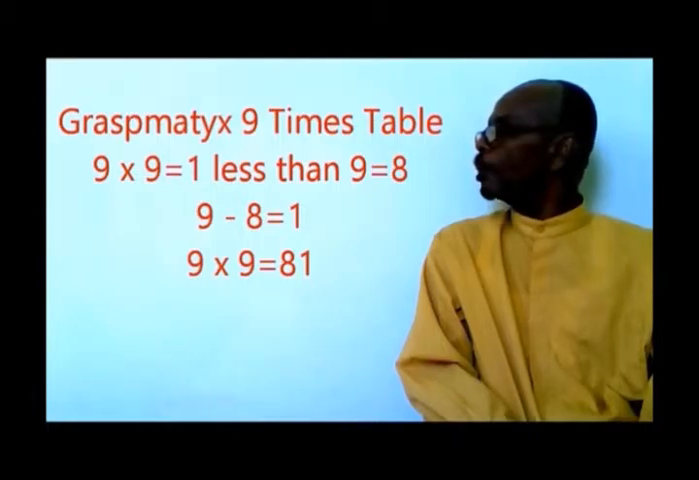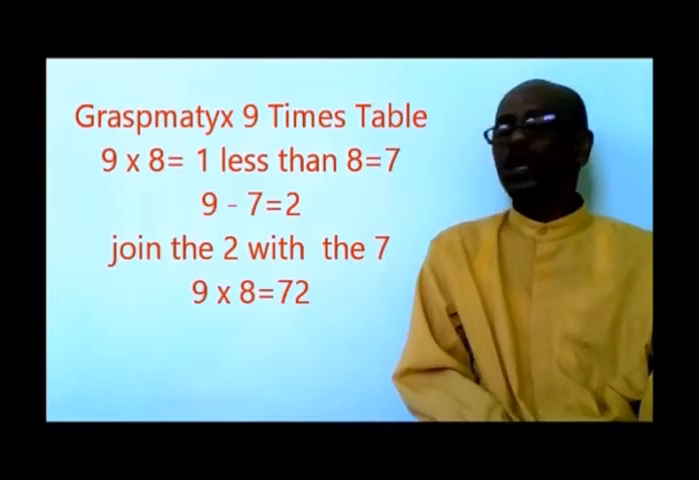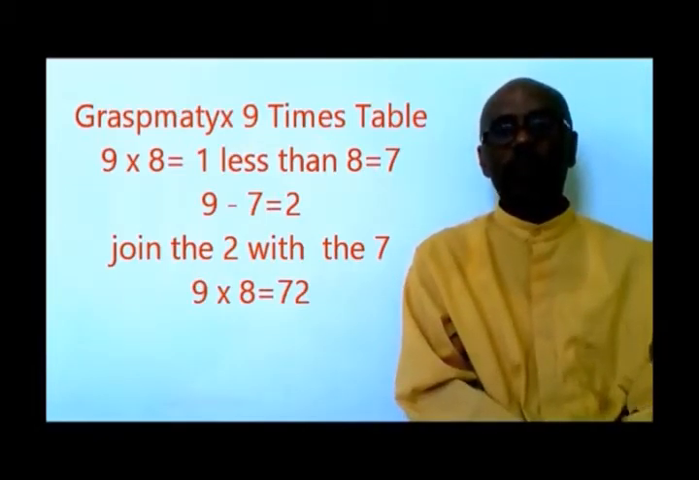Look at 9 times 8. 9 times 8 will be what? Well, 1 less than 8 is 7. 7 from 9 is 2. 9 times 8 is 72. You do the rest and let me know what you think about it, alright?